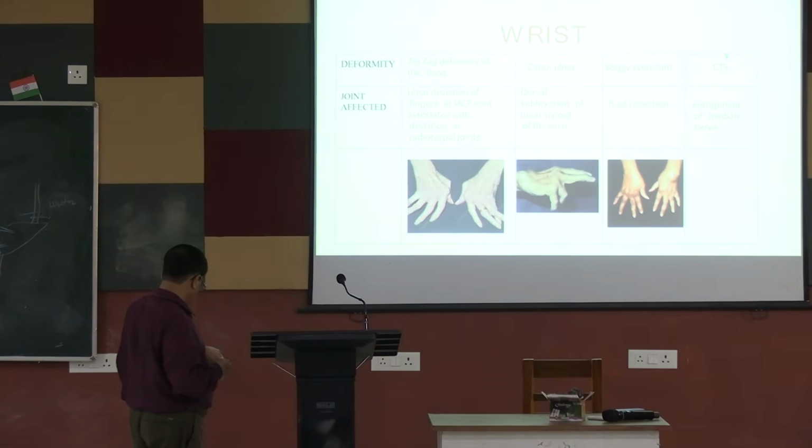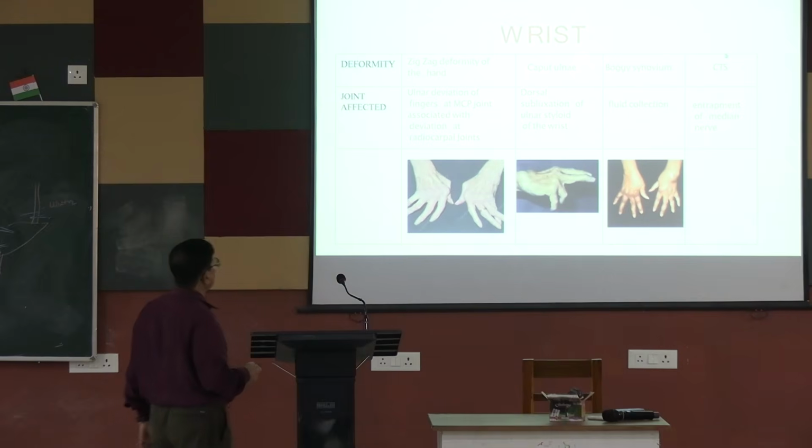These are the deformities in the wrist. You see there is a joint affected. This is ulnar deviation. You can see the wrist. There is an ulnar deviation of the fingers at the metacarpophalangeal joints, associated with deviation of the radiocarpal joints. This causes this type of deformity.